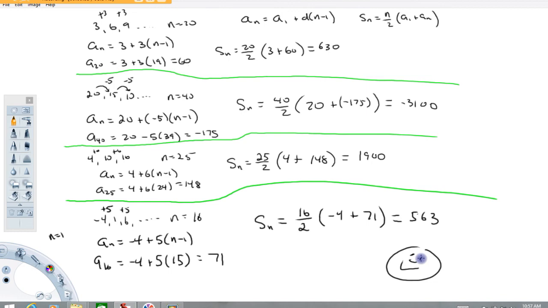All right, so the purpose of this video is to demonstrate how to find the sum for a generic n for given arithmetic sequences. You start by coming up with a formula here for the arithmetic sequence, calculating the value at n equals whatever number you're looking at. In this case it was 20, in this case it was 40, here it was 25, here it was 16. Then you calculate the sum by taking n over 2 times a1 plus a sub n. I went over where that comes from in a previous video, so I don't feel like I need to do that here. I hope that this helps demonstrate these concepts.